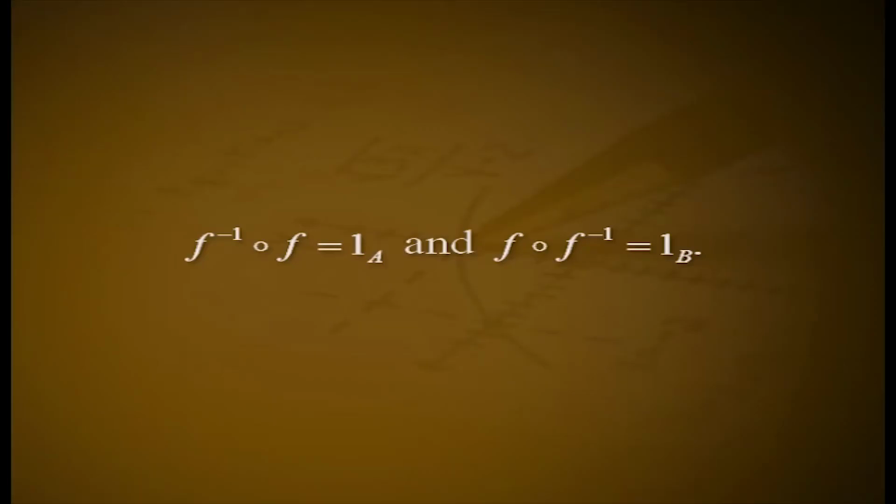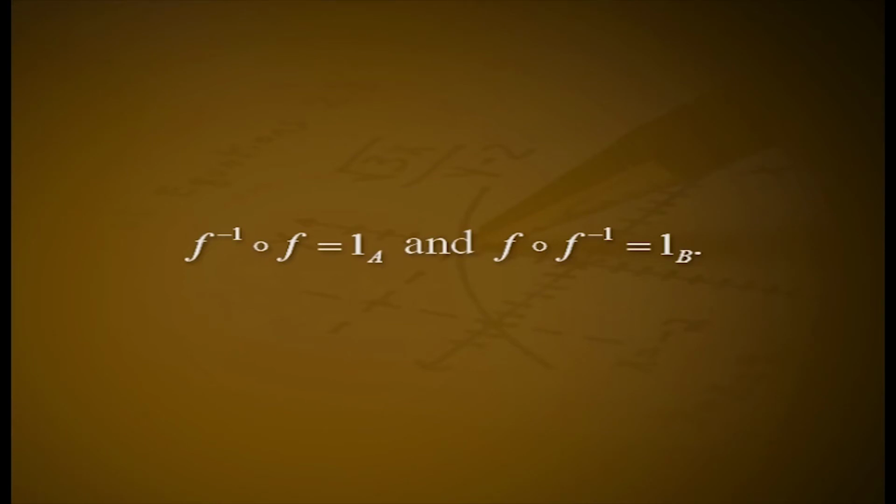Definition: a function f from A to B is called a constant function if f assigns each a belonging to A a fixed element in B. Definition: a function f from A to B is said to be invertible if its inverse relation f inverse is a function from B to A. Equivalently, f from A to B is invertible if there exists a function f inverse from B to A, called the inverse of f, such that f inverse composition f is 1_A and f composition f inverse is 1_B.